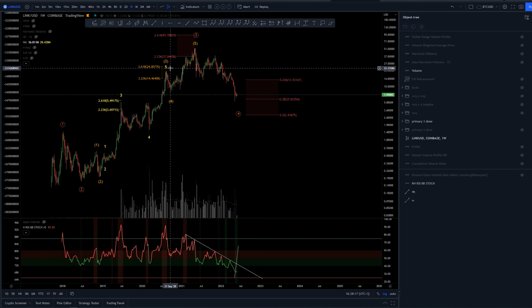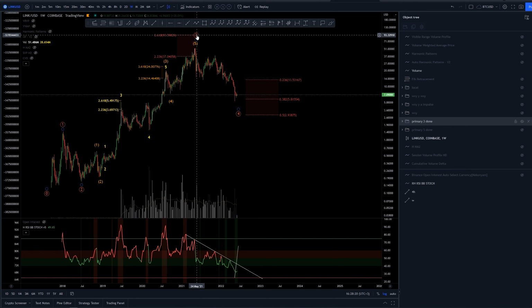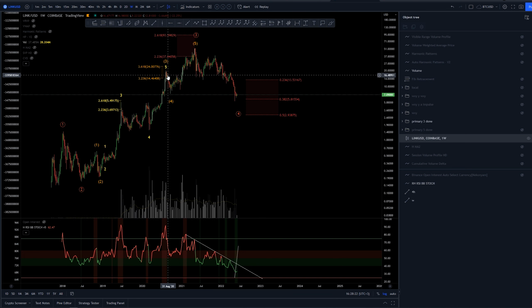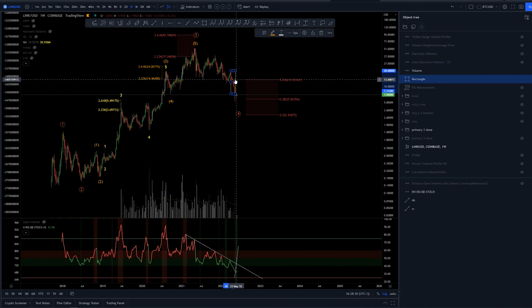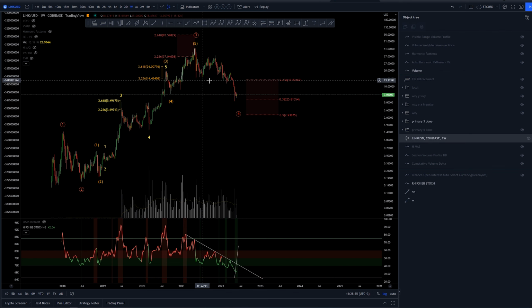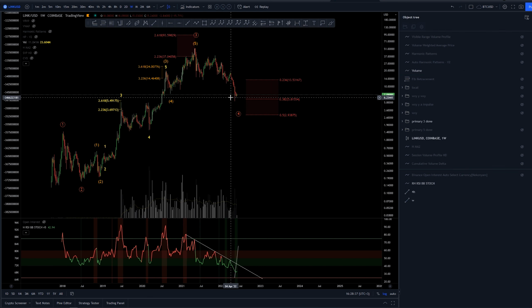Now the wave 4 of this wave 3 of primary is really small, so I'm not sure if we can use that as a proper target area for the wave 4. If we do, we have already gone through that quite a while ago. We tagged it here last summer as well, before just rolling over and coming down again.